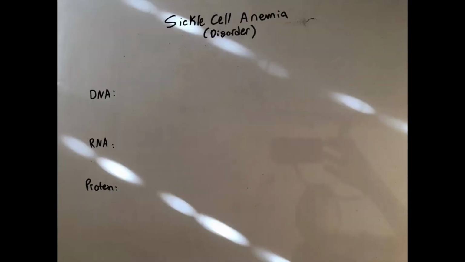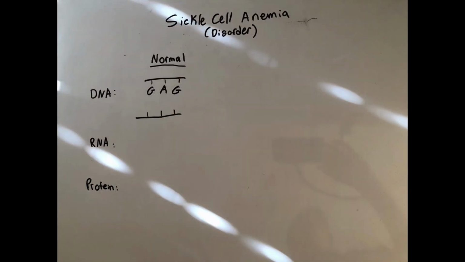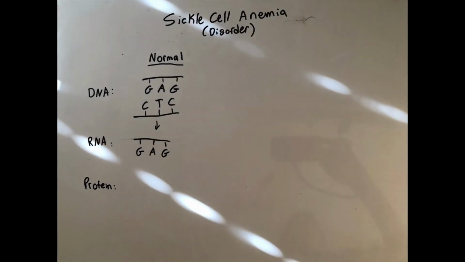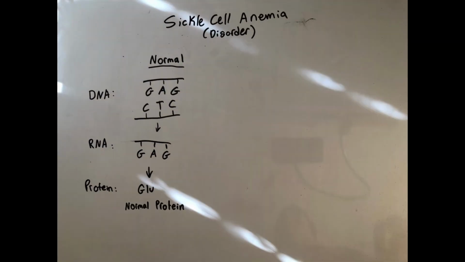One disorder that results from a mutation is sickle cell anemia. For this demonstration, we will be focusing on the single codon in which the mutation occurs. In a normal cell, the normal DNA is transcribed into normal RNA. The codon codes for glutamic acid. The RNA is translated into the normal hemoglobin protein, which leads to the formation of a healthy red blood cell, which carries oxygen to the rest of the cell.